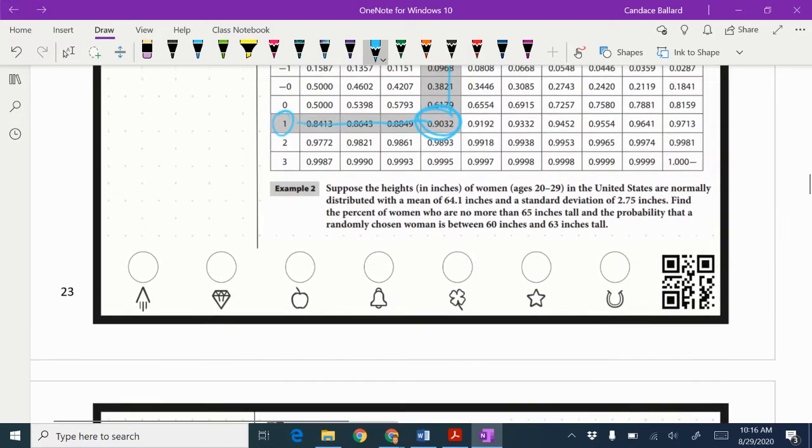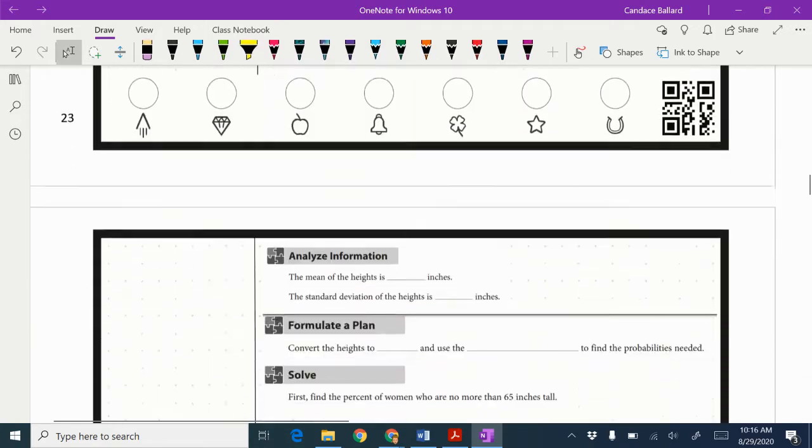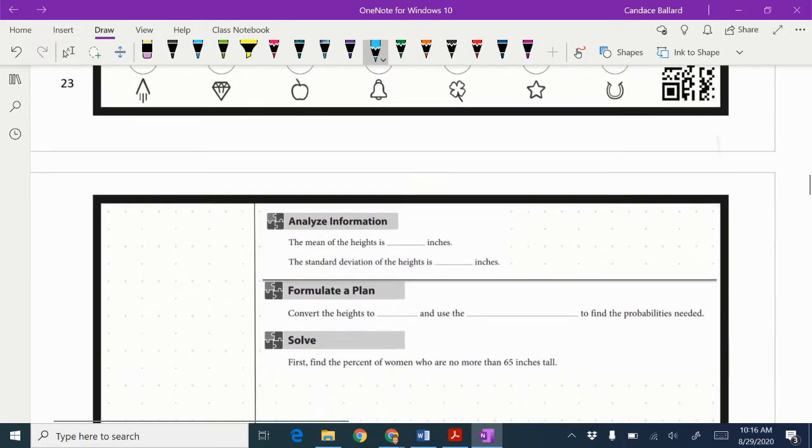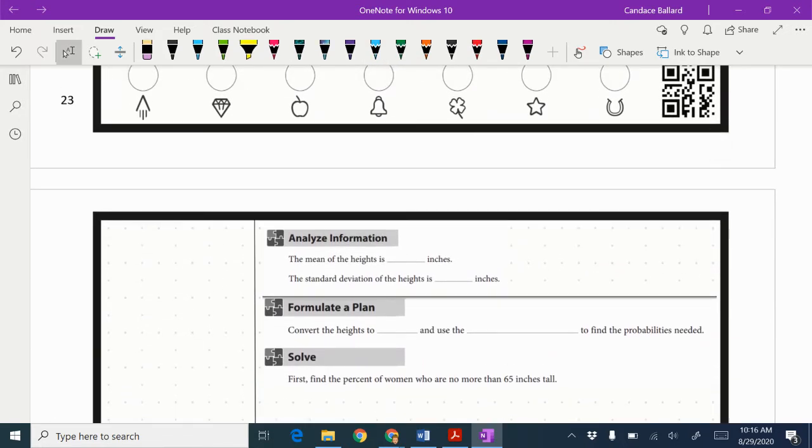All right, so let's try this in a problem. Unfortunately, the problem's kind of split up a little bit here. Suppose the heights in inches of women ages 20 to 29 in the United States are normally distributed with a mean of 64.1 and a standard deviation of 2.75. There's two questions here. Find the percent of women who are no more than 65 inches tall. That's question 1. Find the probability that a randomly chosen woman is between 60 and 63 inches tall.